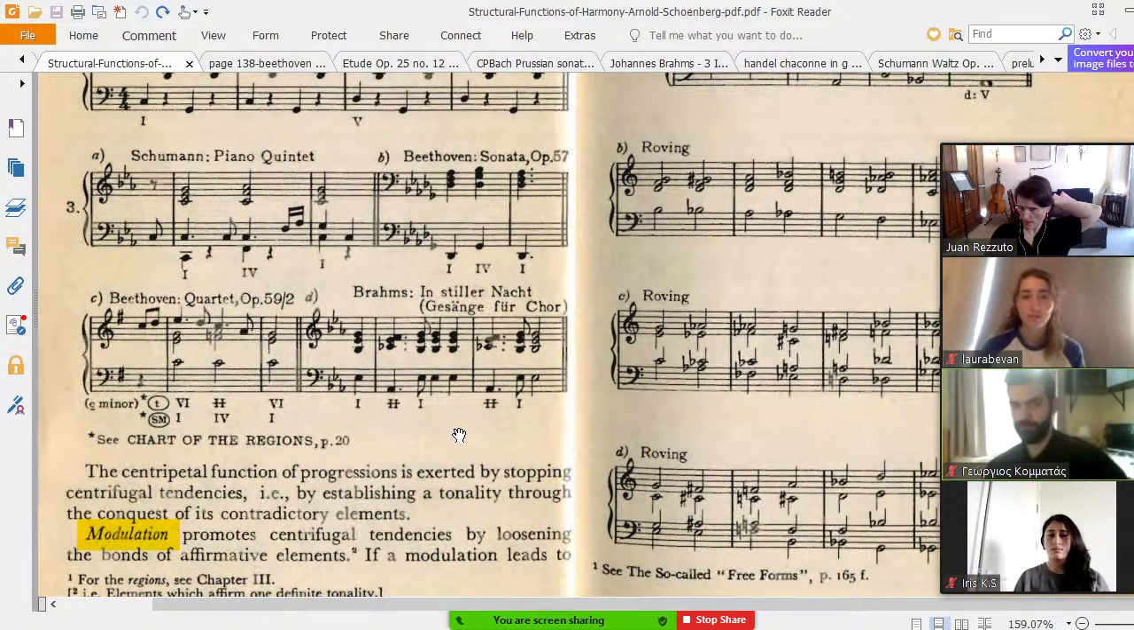Now, what he talks about is quite interesting, and I really like the word that he uses, and I use it a lot. The centripetal function of progression is exerted by stopping centrifugal tendencies, by establishing a tonality through the conquest of its contradictory elements. So he's talking about something centripetal and centrifugal. Anyone knows about these forces? We're talking about physics here.